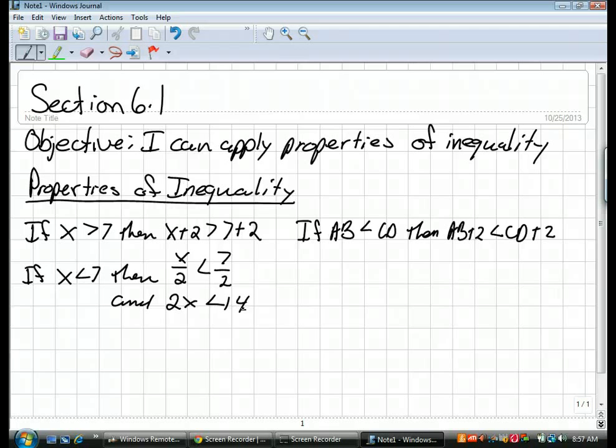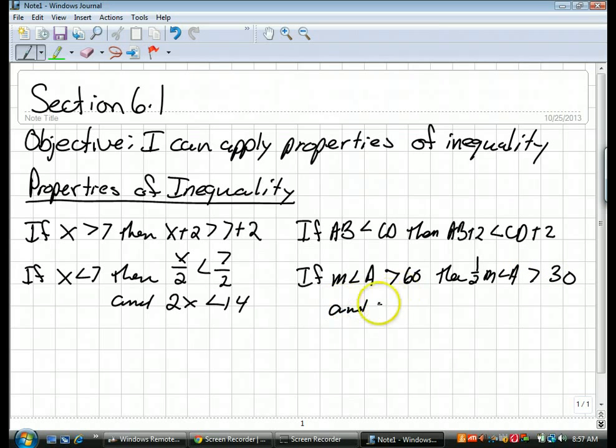In geometry, the way that we would use this would be something like this. If measure of angle A is greater than 60, then 1/2 measure angle A is greater than 30, or 1/2 of 60. And 2 times measure of angle A is going to be greater than 2 times 60, or 120.